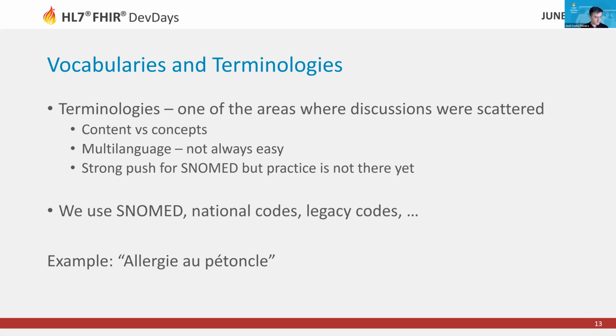In Belgium, we have an interesting challenge, which is multi-language. The terminologies have to be multi-language. And we try to use as much as possible the SNOMED international codes. But we also have some national codes, like marital status. We also have legacy codes, like the professions, and those we have to reuse.